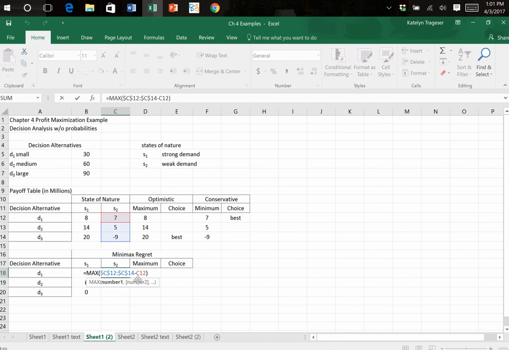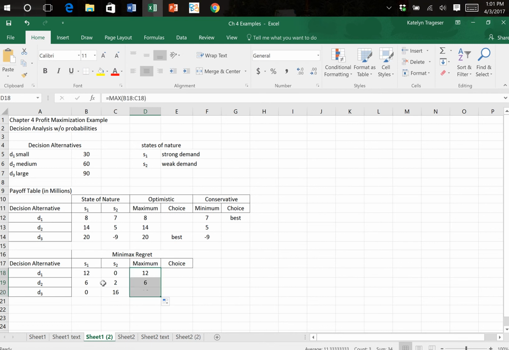Oops. Watch your parentheses. Then our next step is to take the maximum of the 2 values for each decision alternative. So equals max of the 2 on my left. Again, the maximum of 12 and 0 is 12. Max out of 6 and 2 is 6, and so forth.